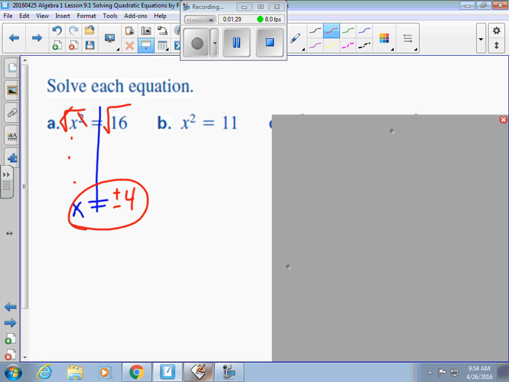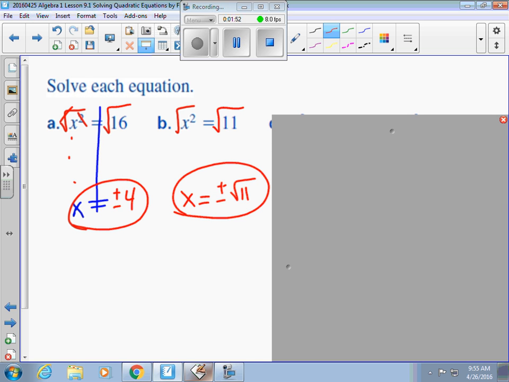So again, to get x by itself, to get rid of x squared, you're going to take the square root of both sides. If you take the square root here, it cancels it. You take the square root of here, you get the square root of 11. So now x is equal to, unlike 16 though, 11 is not a perfect square, but it is both the positive and negative version of the square root of 11. This is all we do with this.